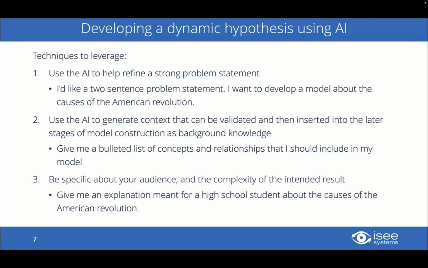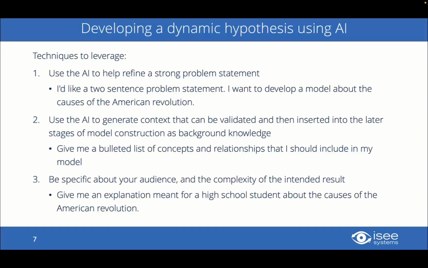So let's talk about how we can develop a dynamic hypothesis using AI. And there's a couple of techniques that I'm going to talk about leveraging. And these techniques come out of the AI in SD Education Task Force. And I'll give you a link to that at the end of the webinar.